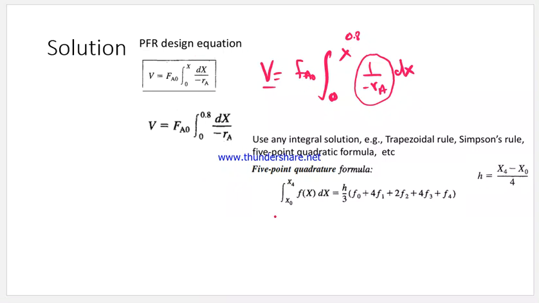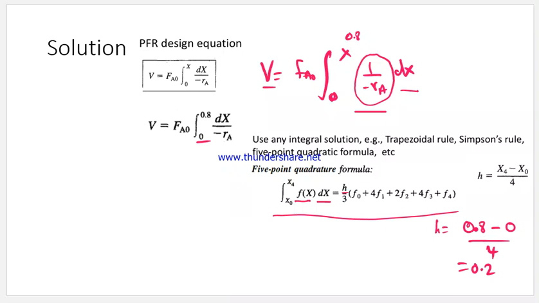Then for the 5-point quadrature, we need to determine our h. Remember, f(x) dx: what is our f(x) here? That is 1 over minus rA, and our dx is here. So how do we determine h? h is equal to (x4 minus x0) over 4. What is x4? The last point, the upper bound, which is 0.8, minus x0, which is 0, divided by 4. So that is 0.2. That means our h is 0.2.